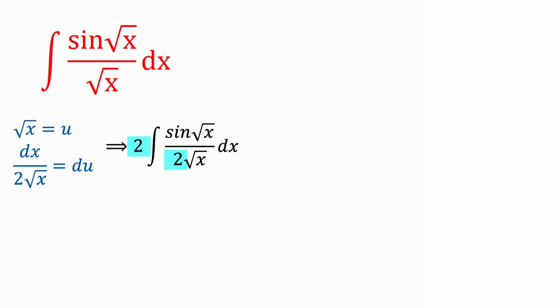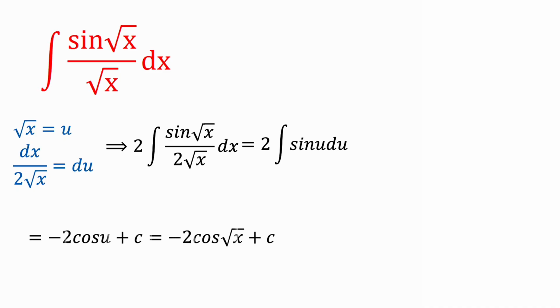So the problem became sine of the square root of x multiplied by dx over 2 times the square root of x. What do we call dx over 2 times the square root of x? We call it du. And with the 2 in front, it becomes 2 times the integral of sin u du. The integral of sine u du becomes negative cosine u. Don't forget the 2. And then simply substitute u with the square root of x.